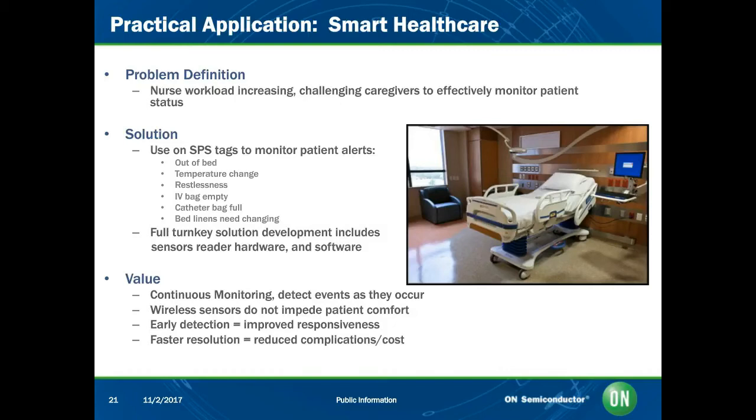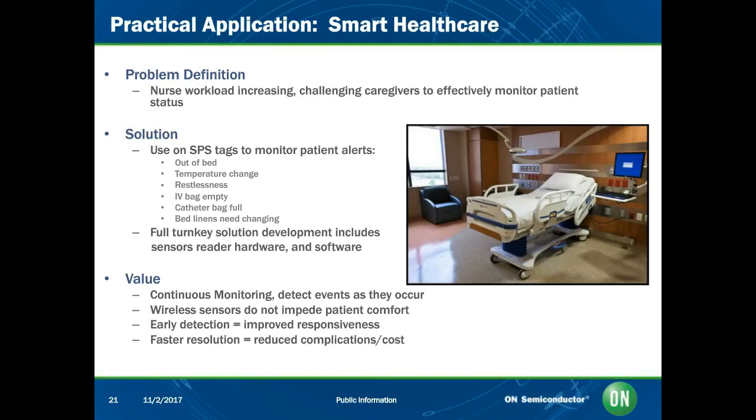You can also do relative temperature monitoring of the patient. It's not a medical grade temperature, but you can do trending, and if a patient's temperature spikes up several degrees, that could raise a flag for the nursing staff to go and get a medical grade temperature reading to see if there's something going on.